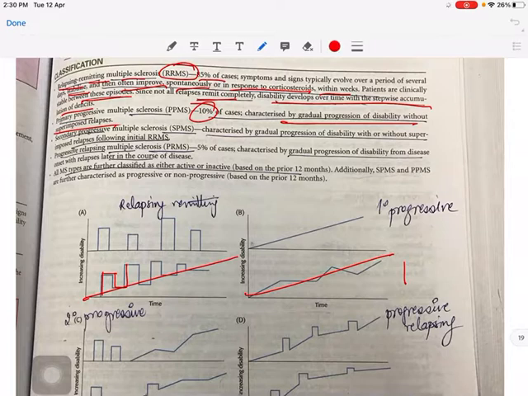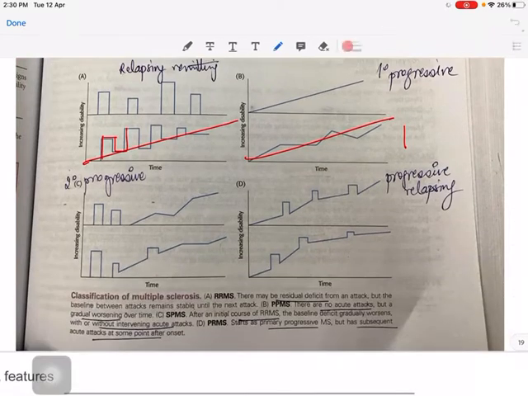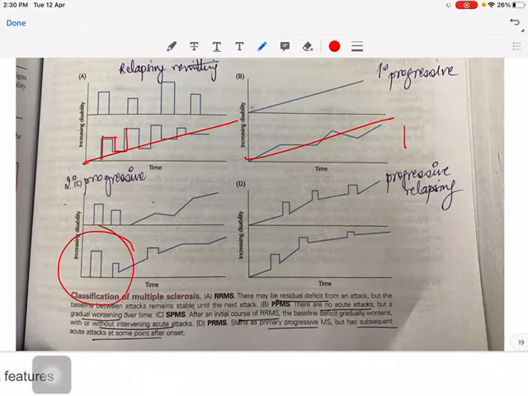Then we have secondary progressive multiple sclerosis. It is gradual progression of disability with or without any superimposed relapses following an initial RRMS pattern. First it will follow this pattern, now it will come to this pattern. So this is secondary progressive multiple sclerosis. You can see first it is showing the RRMS pattern, then it is showing the PPMS pattern.